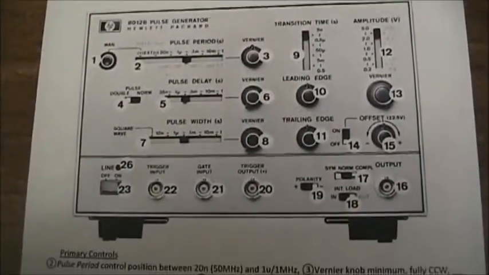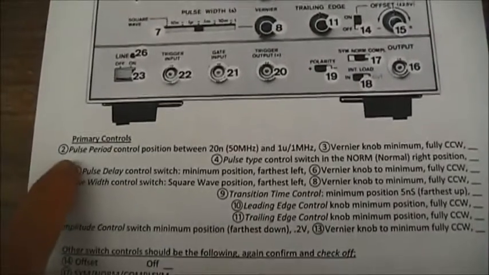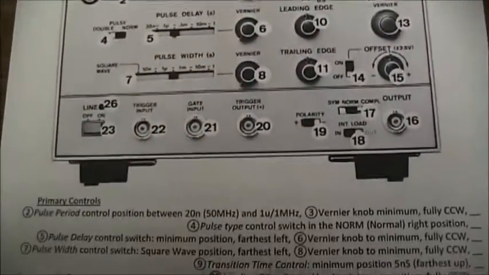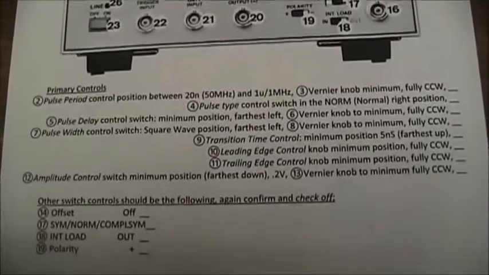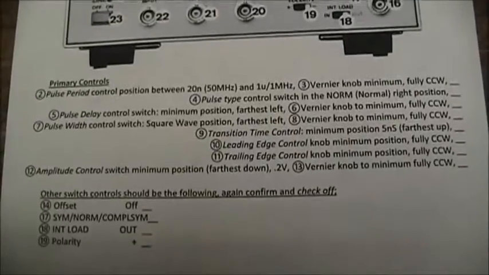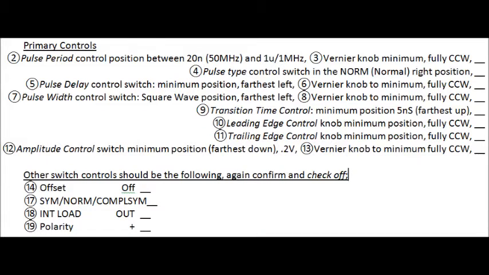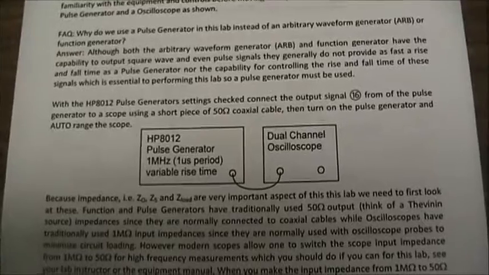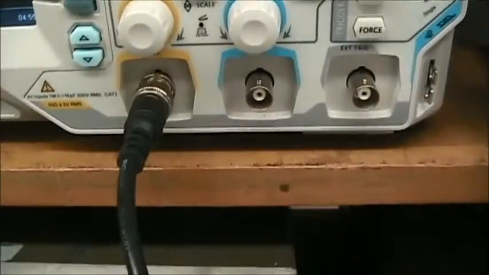On the pulse generator, we will set the generator up using this handout and go step by step. Each one of these numbers refers to a number on the pulse generator or control on the pulse generator. Follow that handout exactly before you move on to the lab and connect the pulse generator to the scope. The connection is as shown, simply from the output of the generator to the input of the scope.